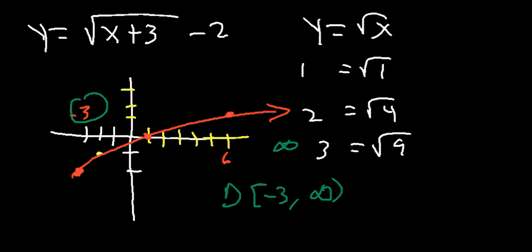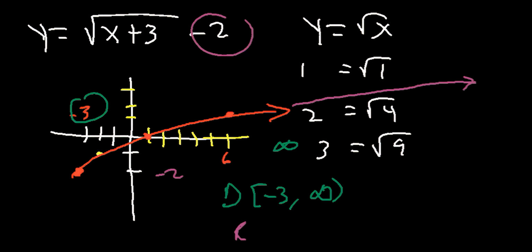The range is the y values. The lowest y value is at negative 2, which is that number. And this arrow, it keeps going up, but it goes up slowly and slowly. But it goes up to infinity. So the range is from negative 2 to infinity.